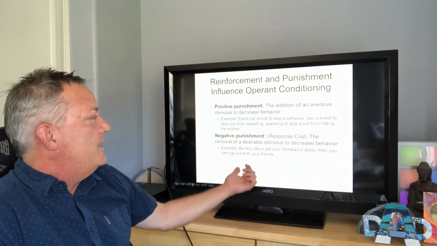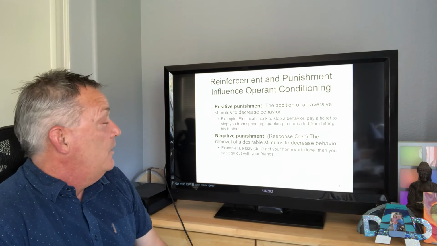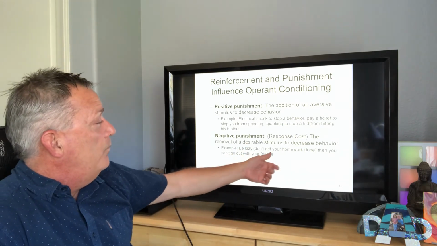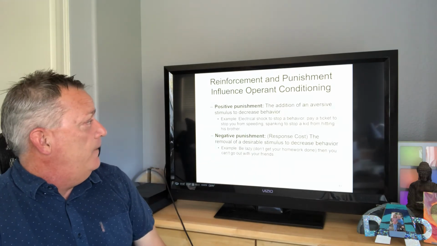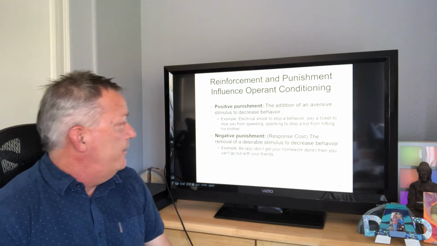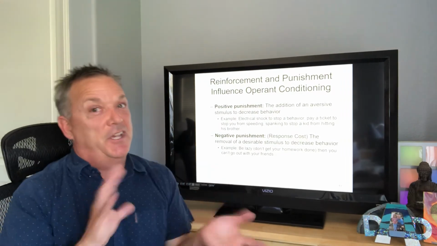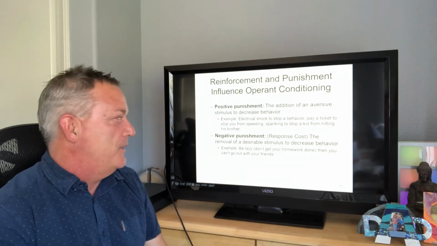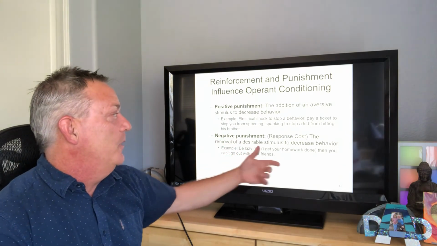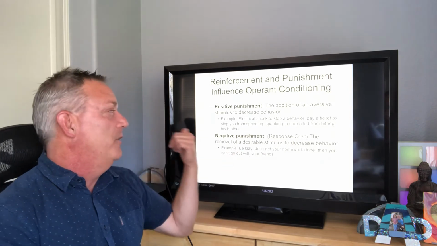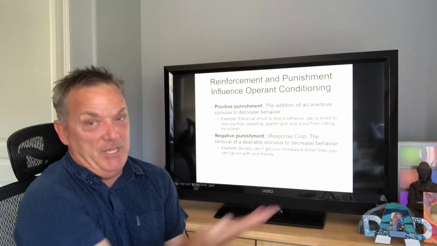Example: be lazy, don't get your homework done, then you can't go out with your friends. All right? So I'm going to force you to get that stuff done. That's the idea there. I'm not going to decrease you being lazy and increase you doing your homework. I know it's kind of like, which one is it? It's like the opposite of saying the same thing. But in this case, you're going to decrease them being lazy, and you're going to remove going out with friends for that, and it's called response cost. So remove a desirable stimulus to decrease the behavior of laziness.